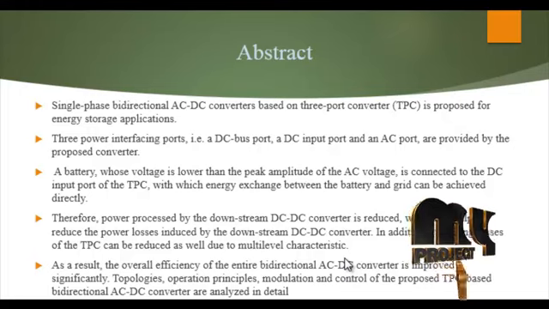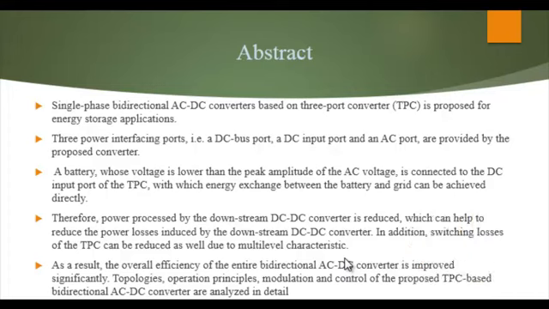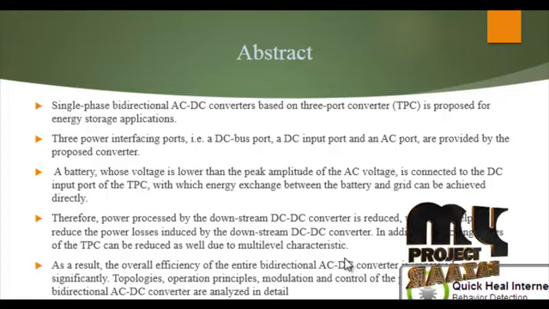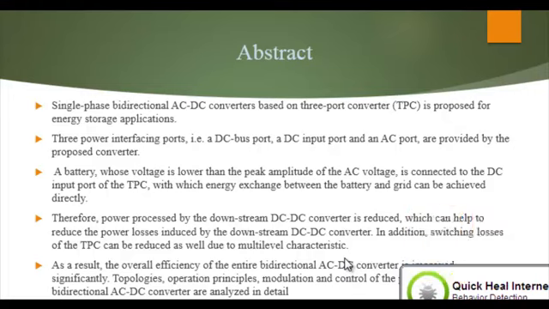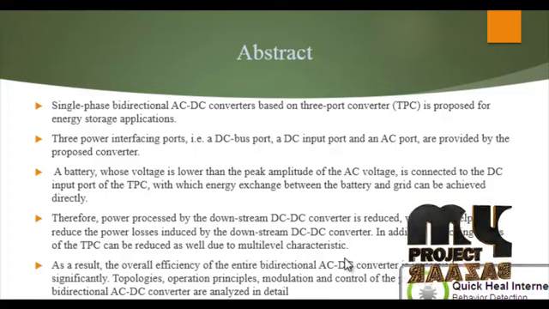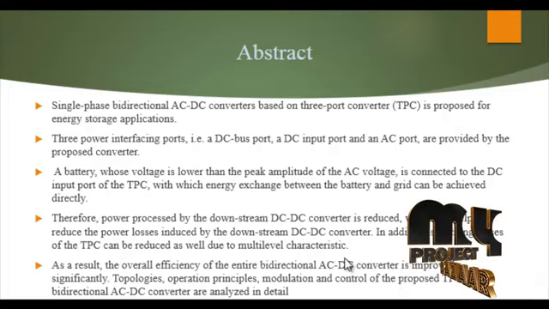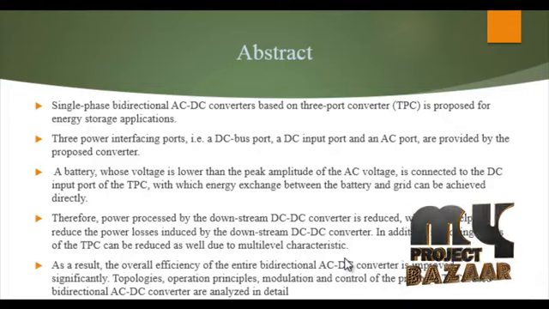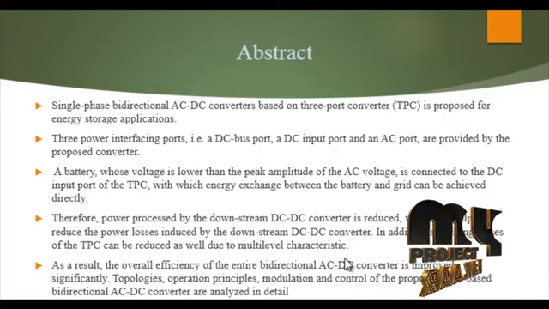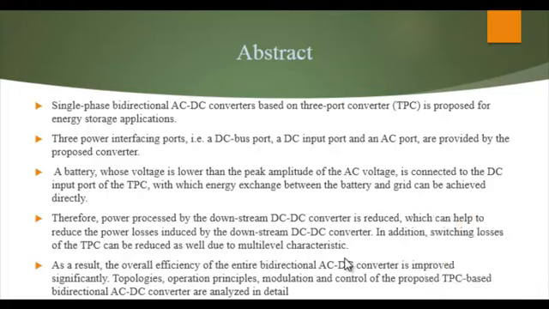Three interfacing ports, that is a DC bus port, a DC input port and an AC port, are provided by the proposed converter. A battery whose voltage is lower than the peak amplitude of the AC voltage is connected to the DC input port of the 3-port converter, so energy exchange between the battery and the grid can be achieved directly. Therefore, the power processed by the downstream DC to DC converter is reduced, which can help to reduce the power losses induced by the downstream DC to DC converter.